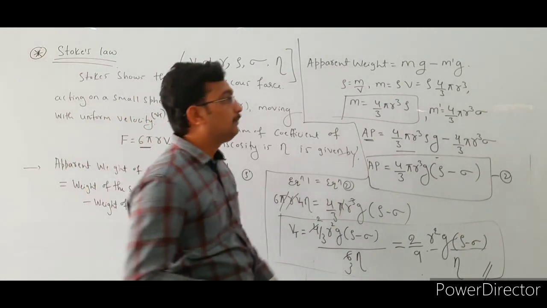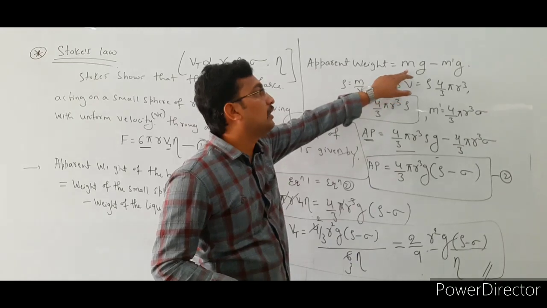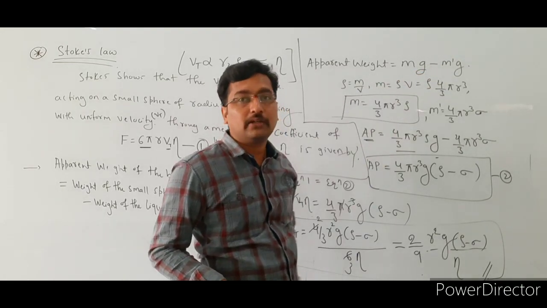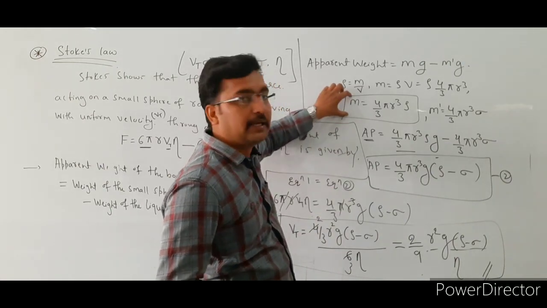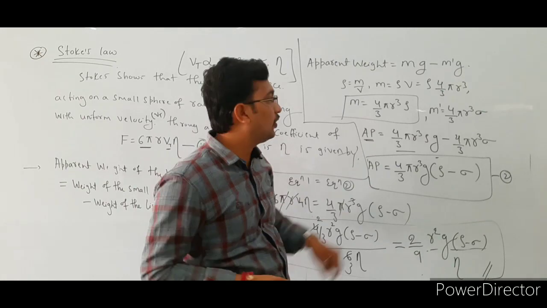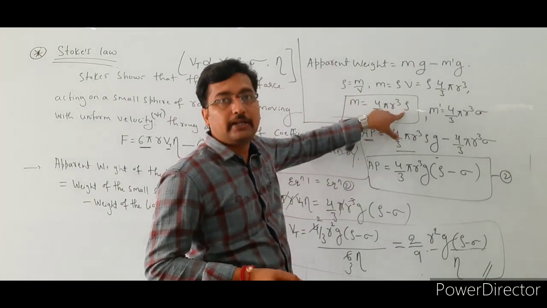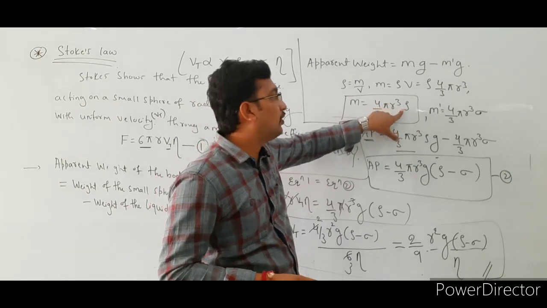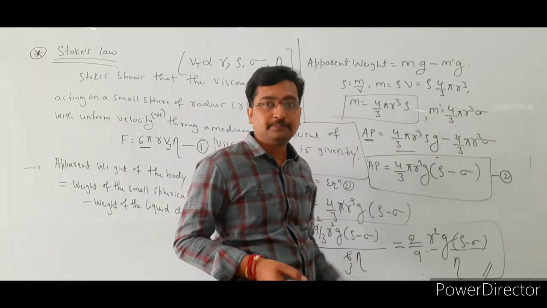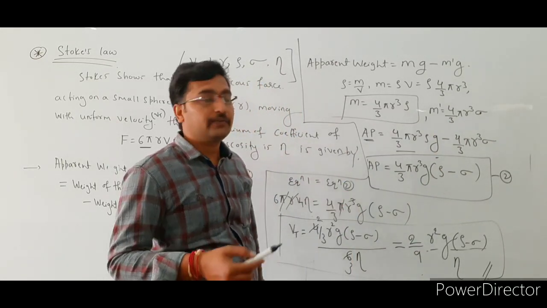Already we know the formula. The weight is nothing but mass into acceleration due to gravity: mass of the solid body into acceleration due to gravity, minus mass of the liquid displaced into acceleration due to gravity. This is a small spherical body, so its volume is 4 by 3 pi r cube, then mass is equal to 4 by 3 pi r cube into rho. Rho indicates the density of the solid body. Similarly, m dash is equal to 4 by 3 pi r cube into sigma. Here sigma indicates the density of the liquid.